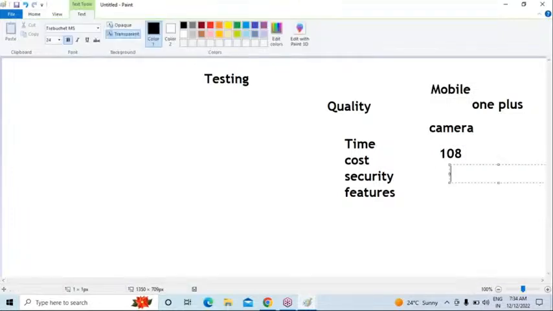Now once they purchase the mobile, they just take a snap or a picture and check the quality. They check how good the picture is and the details it captures. If it is meeting this 108 megapixel, then they will happily use it.